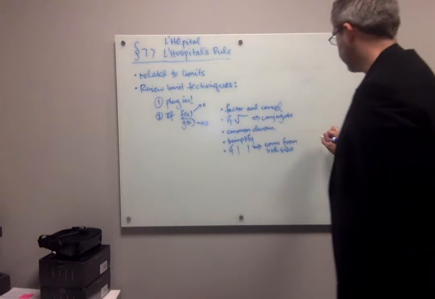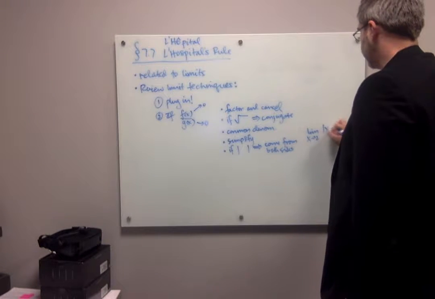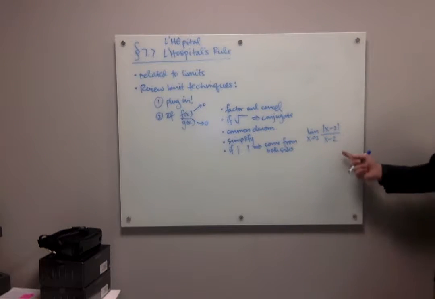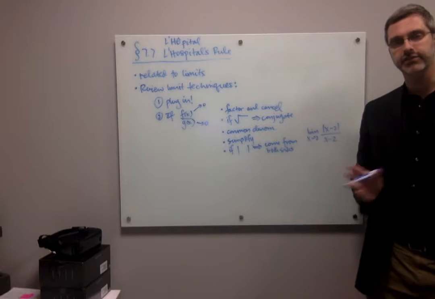You remember a problem like limit as x goes to 2 of absolute value of x minus 2 over x minus 2. Do you remember a problem like this? So then we would have to look at coming to 2 from the left side and coming to 2 from the right side.